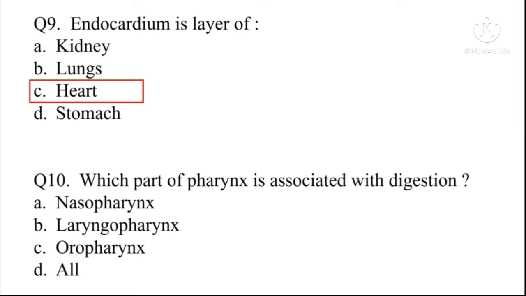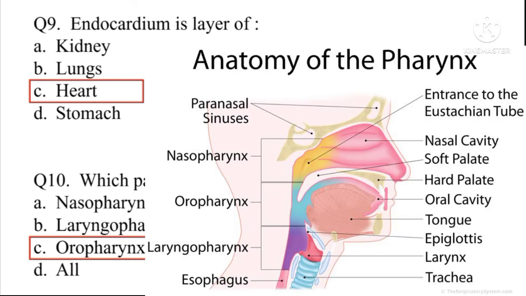Next question is, which part of pharynx is associated with digestion? Options are option A nasopharynx, option B laryngopharynx, option C oropharynx, and option D all. So its correct answer will be option C oropharynx, because it is the part of throat behind the oral cavity. Okay, so it is associated with digestion.